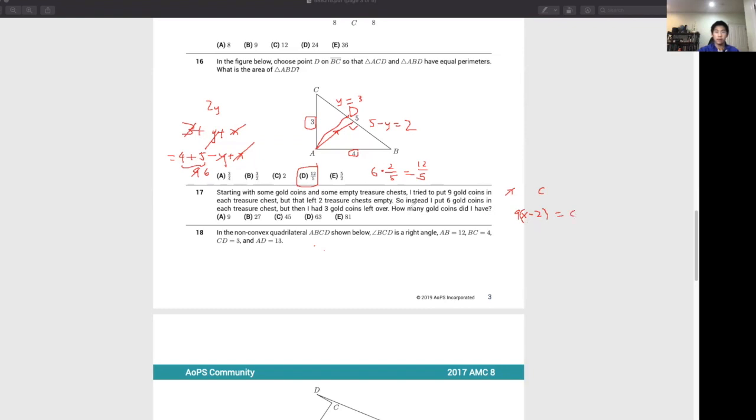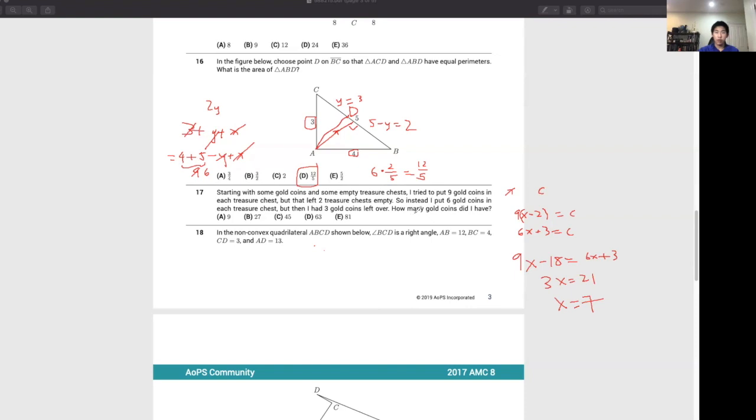Next we have putting 6 gold coins in each treasure chest leaves 3 left over. So 6x with 3 left over, that's also equal to C. And we have 2 expressions here in terms of x that are equal, so now we can solve for x. We'll expand the parentheses and set them equal, rearranging by subtracting 6x from both sides and adding 18 to both sides. We have x equals 7.